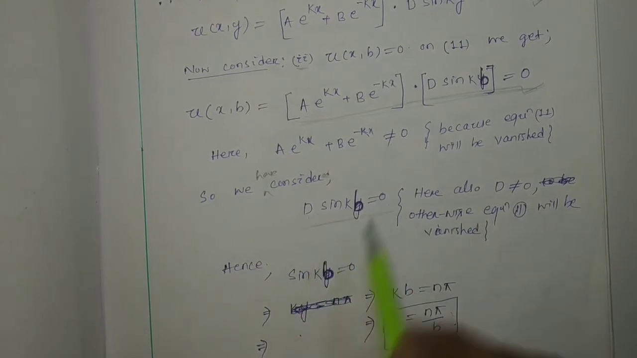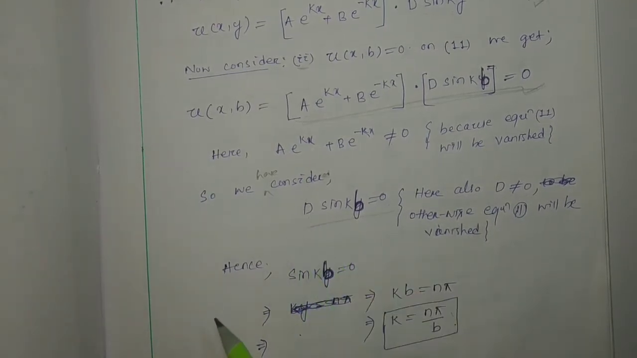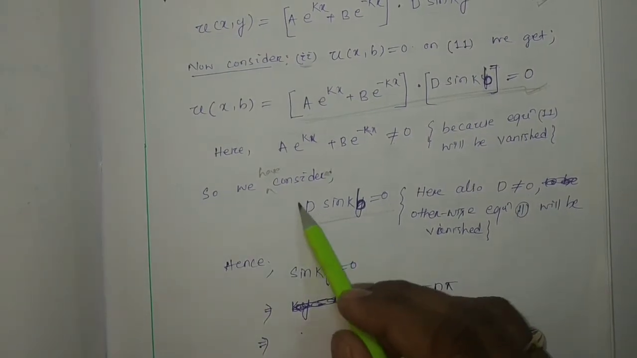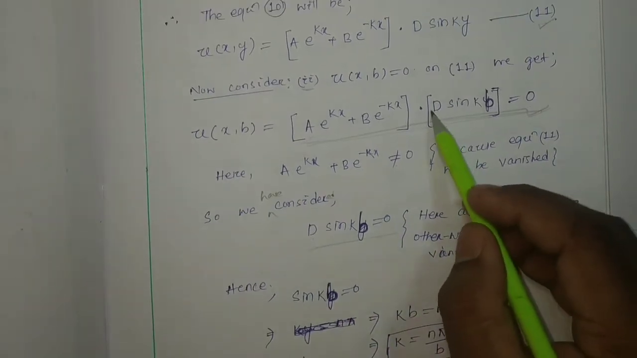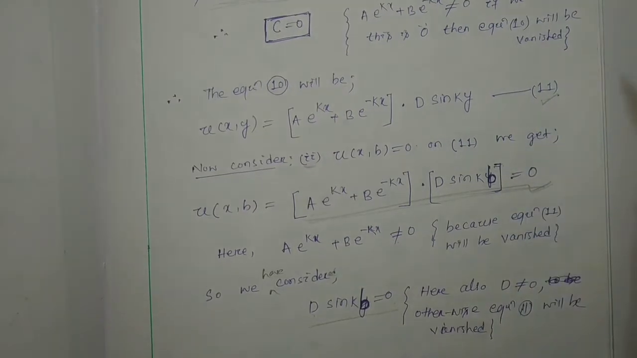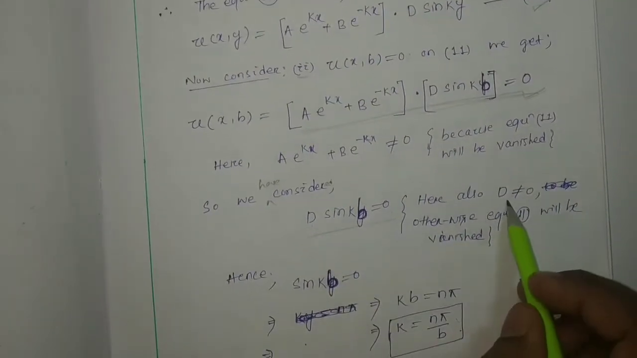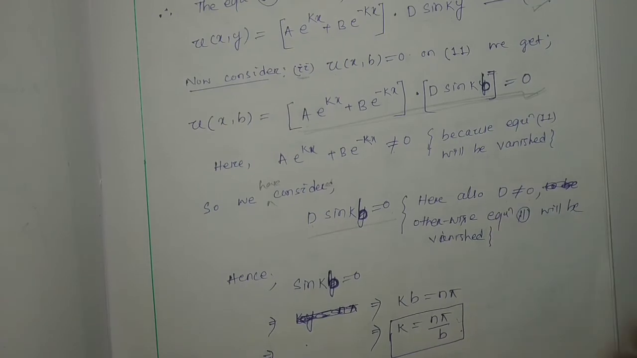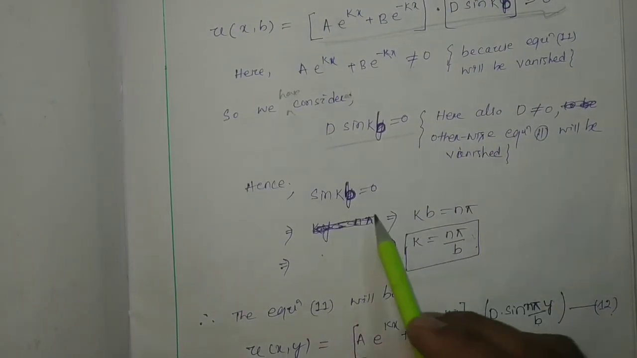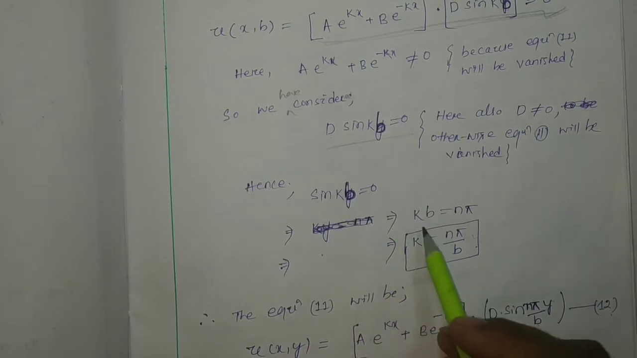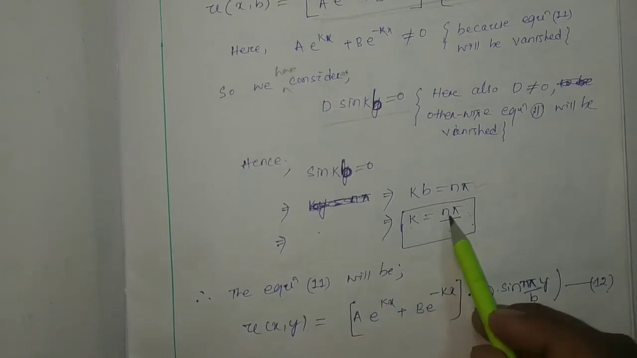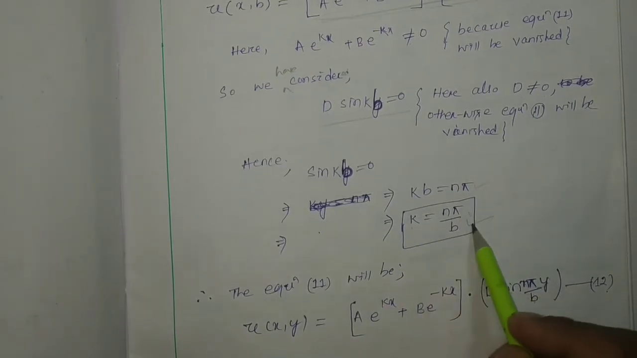So if we consider that d sin kb equal to 0, in this case d could not be 0 because d is a constant. And if we consider d to be 0, then the entire equation 11 also vanishes. So d could not be considered as 0. Then what are we going to consider 0? Sin kb equal to 0, right? So if sin kb equal to 0, then kb equal to n pi and k equal to n pi by b. So this is the condition I told.